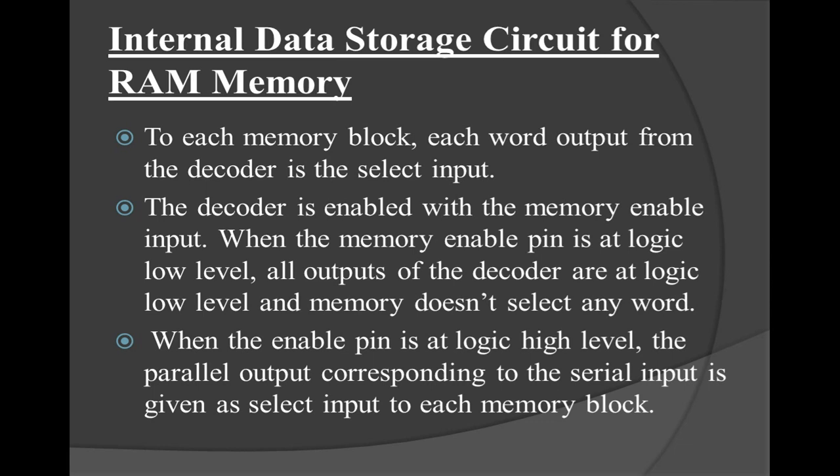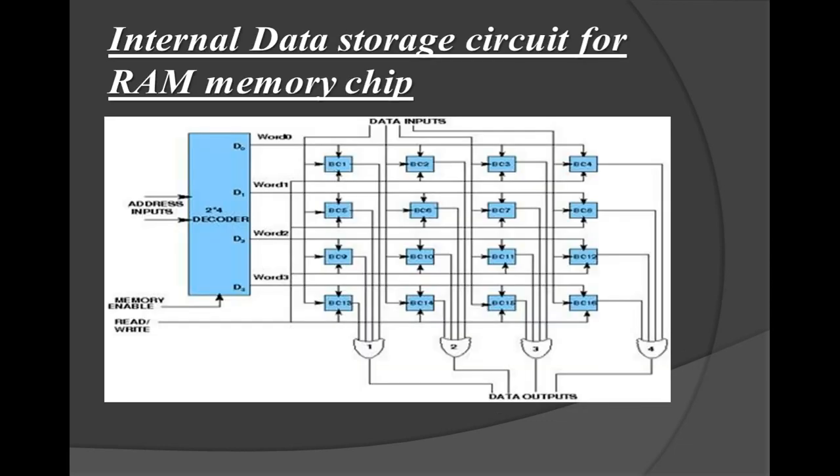If you want to select one particular word, the proper level has to be given at the input. When the enable pin is at logic high, the parallel output corresponding to the input is given as a select input to each memory block. Once the pin is set to logic high, the decoder lines give the word to that particular logic gate and it is stored in that memory block. Here you can see the internal data storage of the RAM memory.